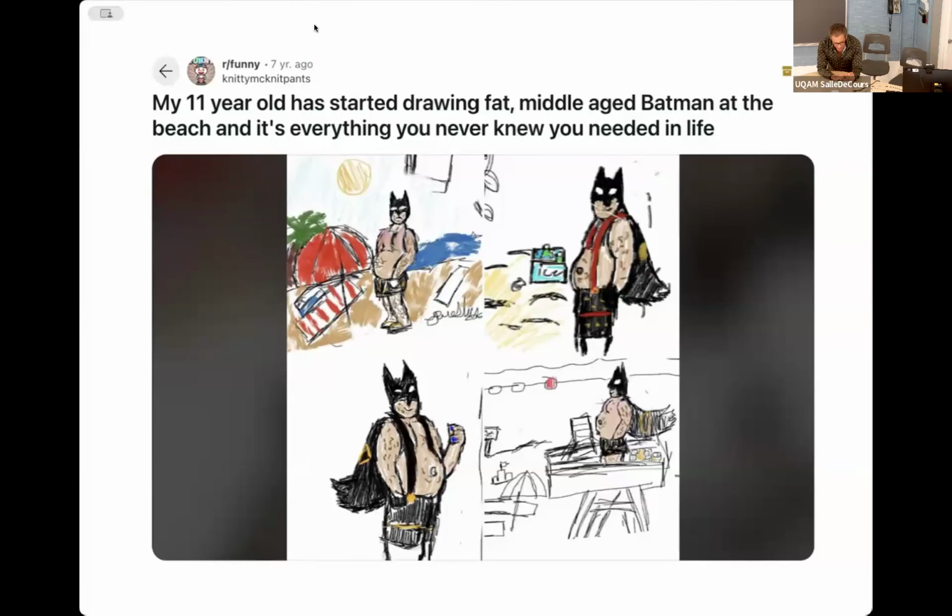Okay, so there's this image from Reddit from 7 years ago, and I used it in some lectures as an example of compositionality, right? So this is not in our training data. Well, now it is, but certainly not in an 11-year-old's training data. This is something that people are quite good at. I can't draw this stuff, but I can think it, I can imagine it. It's pretty easy, right? Middle-aged Batman on a beach.